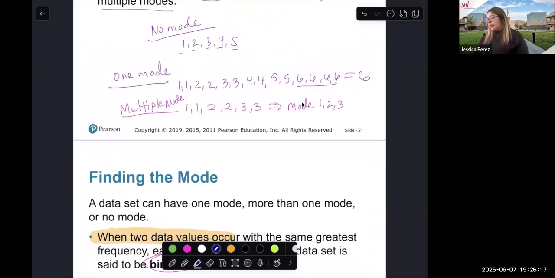But a bimodal would be something like 1, 1, and 2, 2. So my modes would be just 1 and 2, because there's only two data values. Or you can have 1, 1, 2, 2, and then 3, and then 4, and then 5. You still have a bimodal. The bimodal would be 1 and 2.